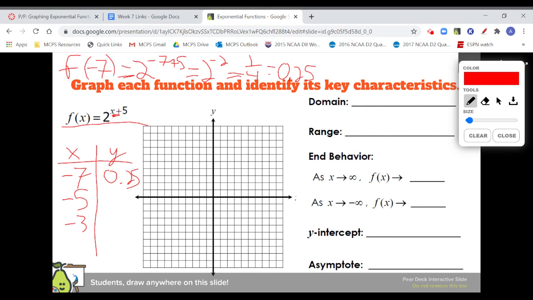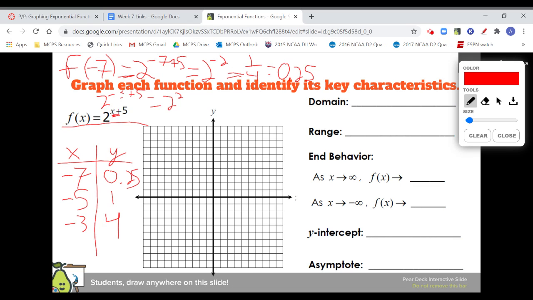If I plug in -5 there, I'm not even going to write this because my computer's running out of battery, but if I plugged in -5, that exponent becomes 0, so I get an output of 1. And if I plugged in -3, we would have 2 to the -3 plus 5. That would equal 2 to the 2, or in other words, 4.